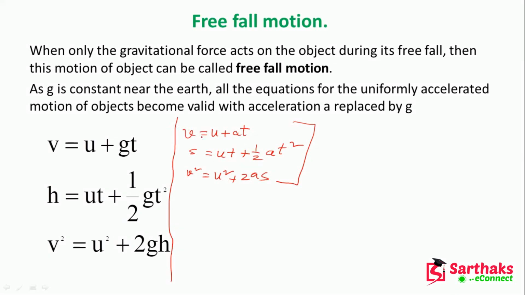Now v is the final velocity, u is the initial velocity, but here the acceleration a is equal to g, because it is a free fall motion. That means the object is not moving horizontally or in any other way, it is just falling down, or you are throwing the object upward, right? So a is similar to g here.